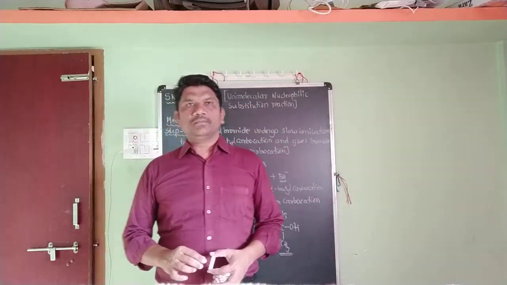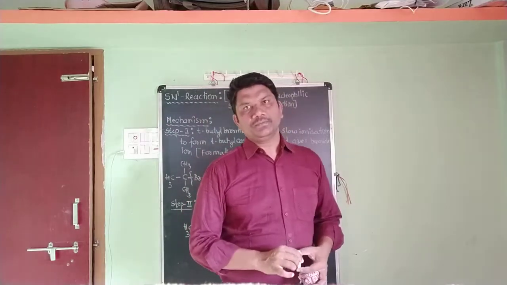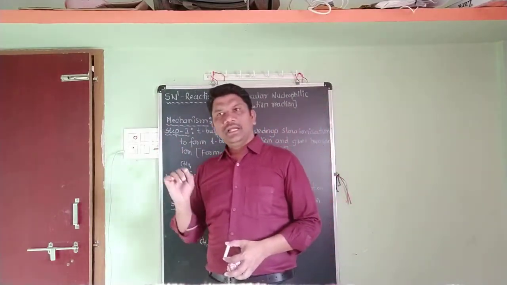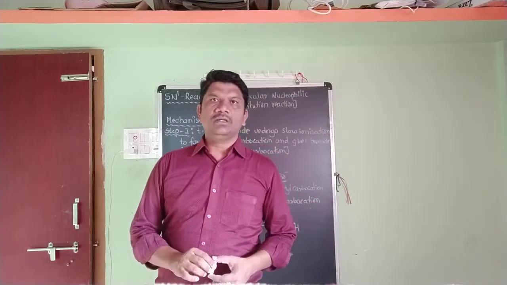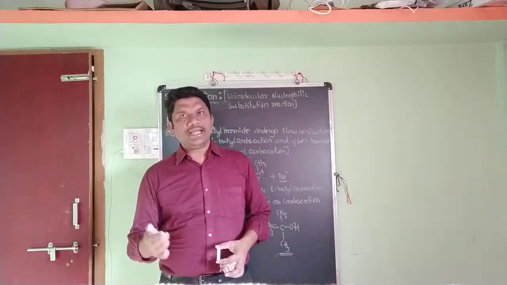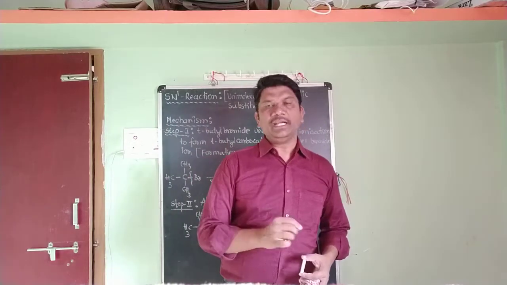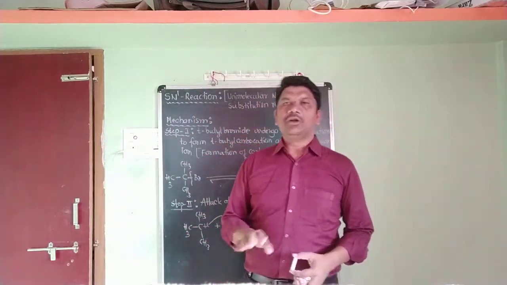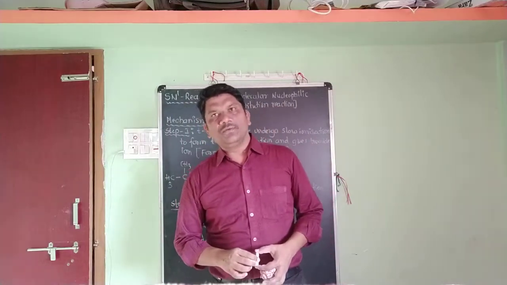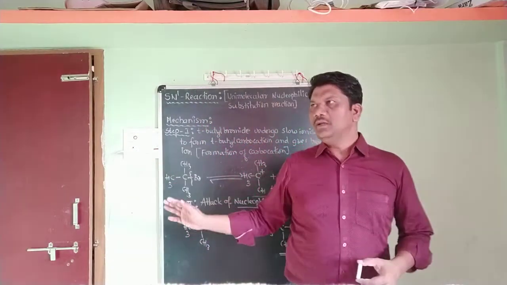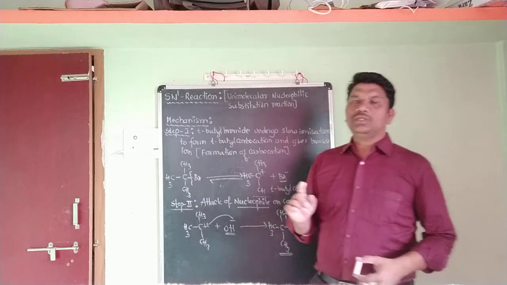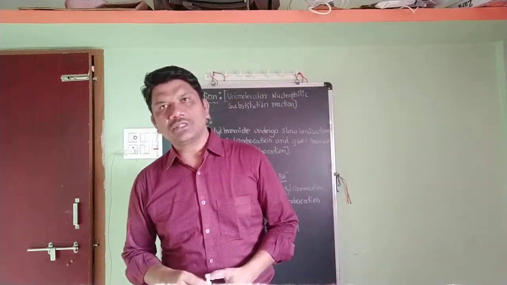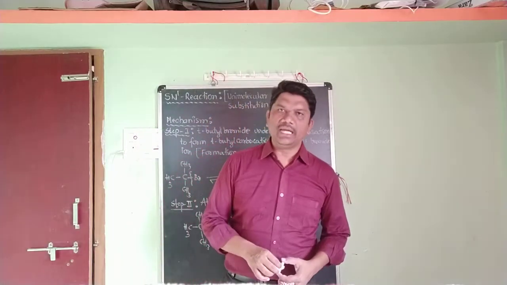So I'll repeat it. SN1: 1 means unimolecular, N means nucleophilic, and S means substitution reactions. The definition is, these are the reactions in which the rate of reaction depends upon the concentration of alkyl halide but not on the concentration of nucleophile. Hence the rate equation is given by V equals K times RX, where RX is alkyl halide, K is the rate constant, and V is the velocity of reaction.